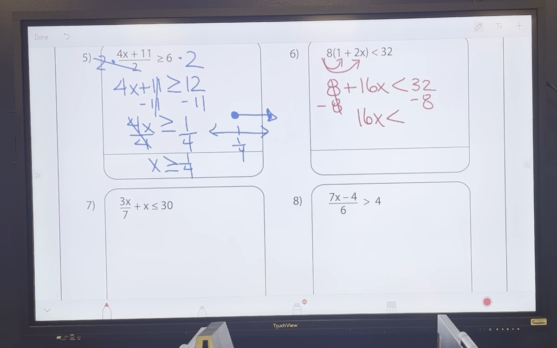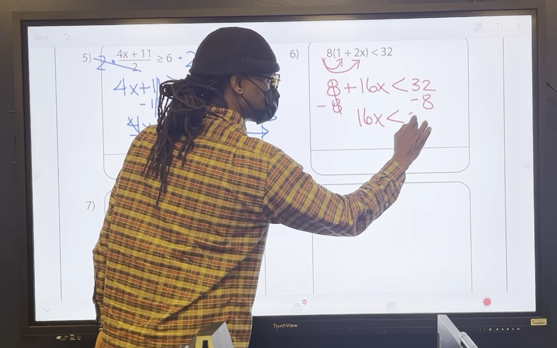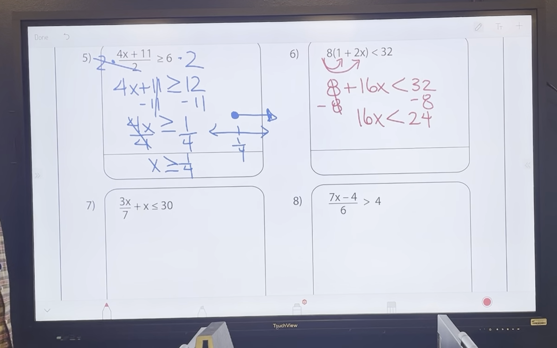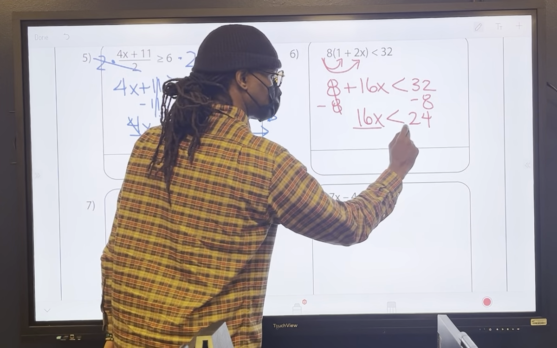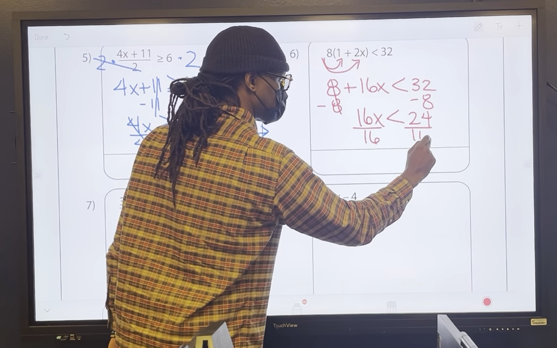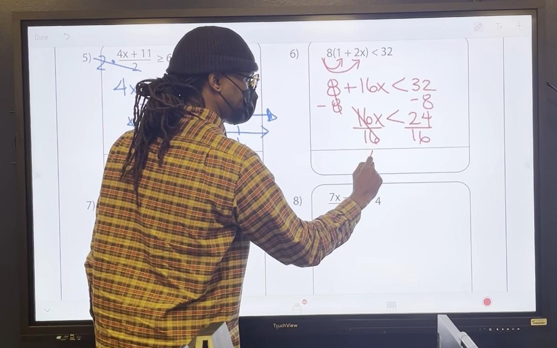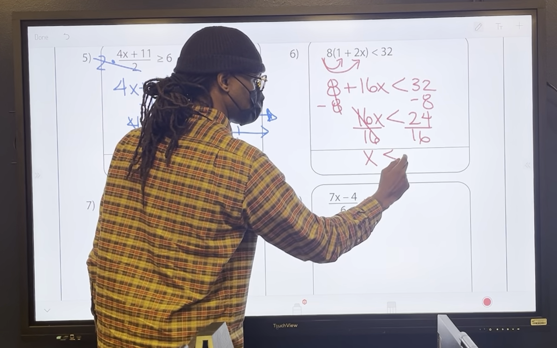Come on, Goldberg, what you got? Noah? 32 menos 8 es 24, good. Then divided on what? 16. These cancel. This is going to be x is less than.